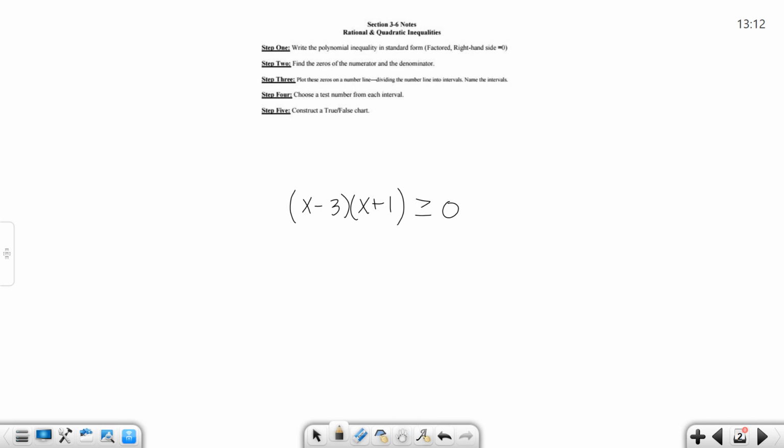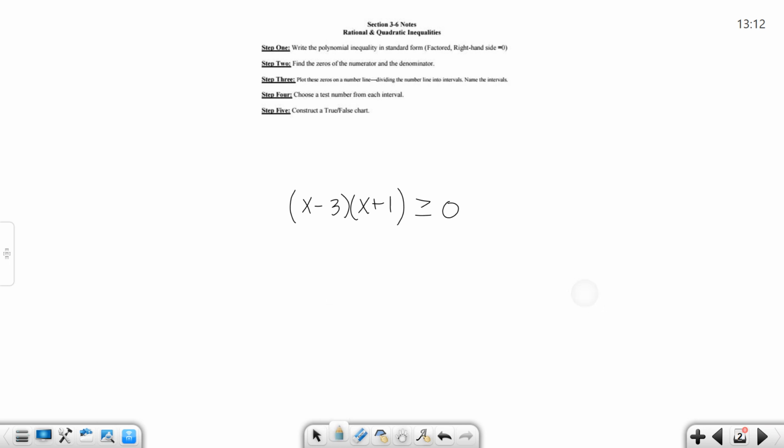Okay, in this section we're talking about rational and quadratic inequalities. At first glance you'd think, why on earth would we have to go through all of these 5 processes in order to solve this inequality? Surely there's an easier way than that, but really there's not. And so the reason we have to go through this 5-step process is for this reason.